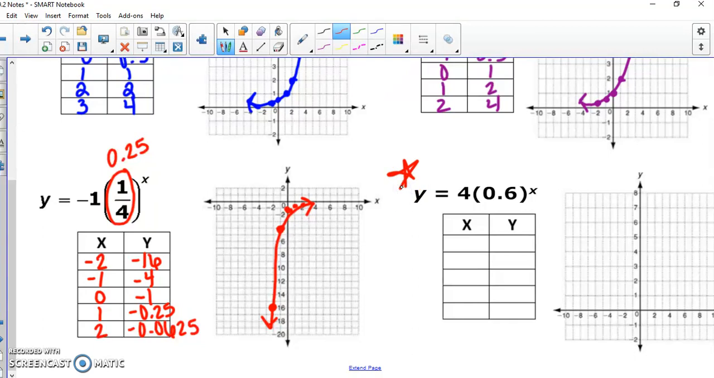Alright, so then I want you to go ahead and do this last one on your own. Pick your own x values, plug them in, and then you should be able to graph from there. After that, you should be ready to go on your assignment.